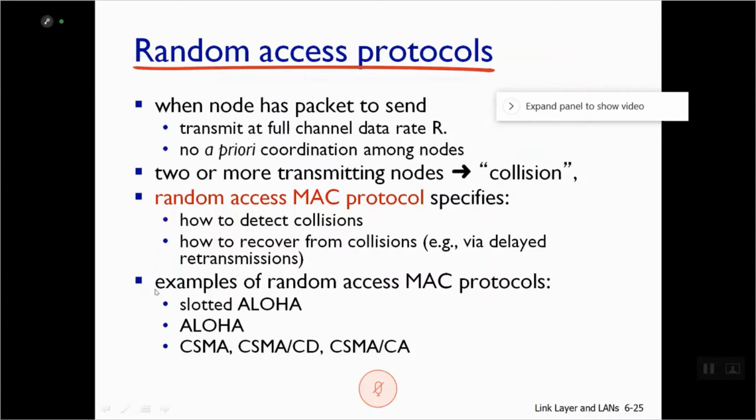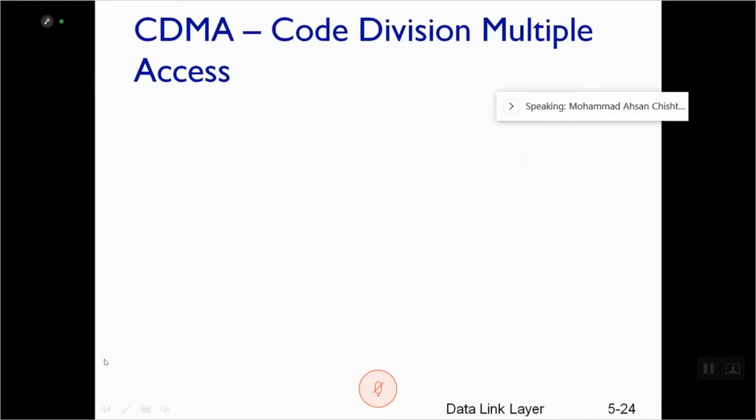For CD, let me go back to the previous one. People have not understood CDMA well. To understand CDMA, I'll give an example, code division multiple access. Let me finish this one, and I'll come back to CDMA. No, let's just finish CDMA first.